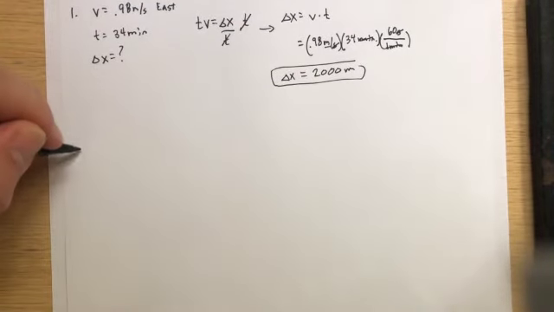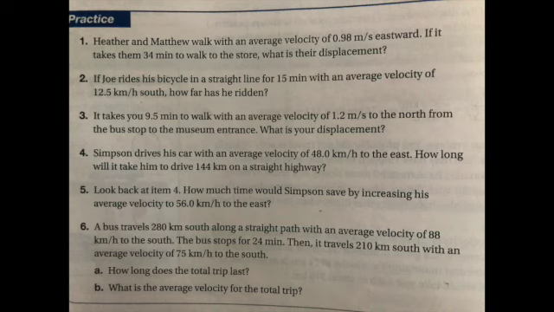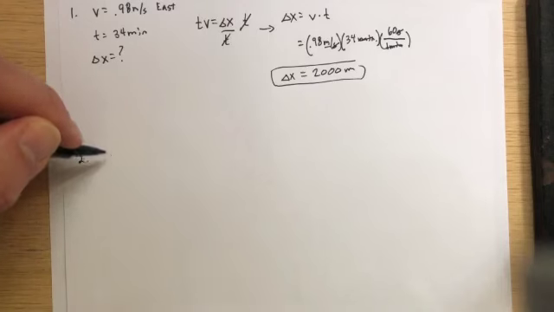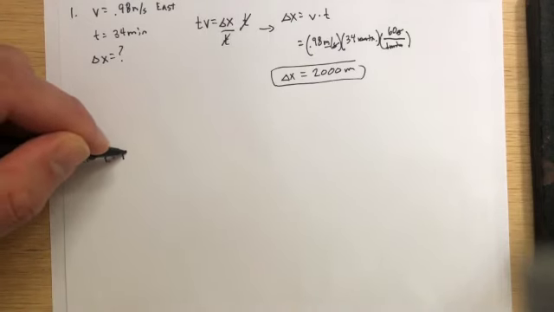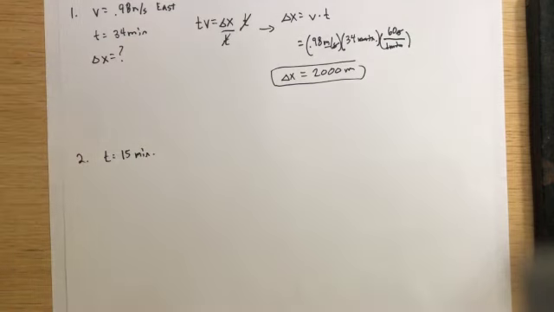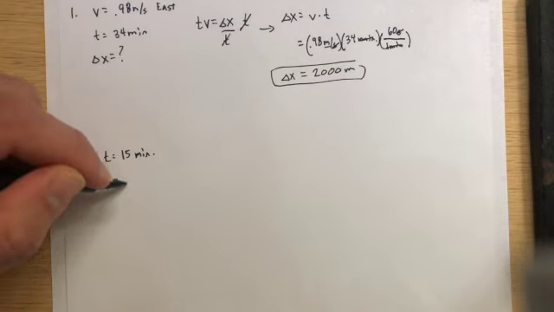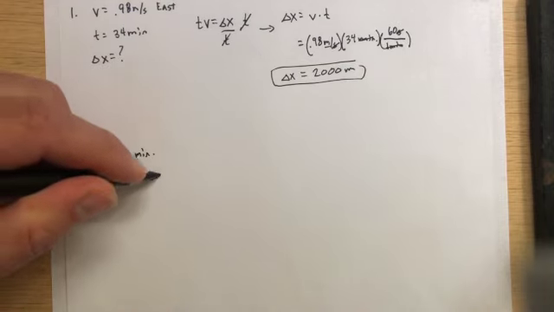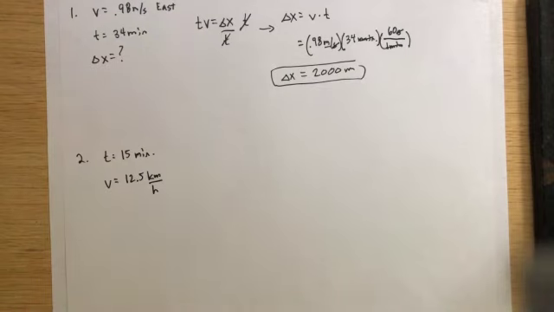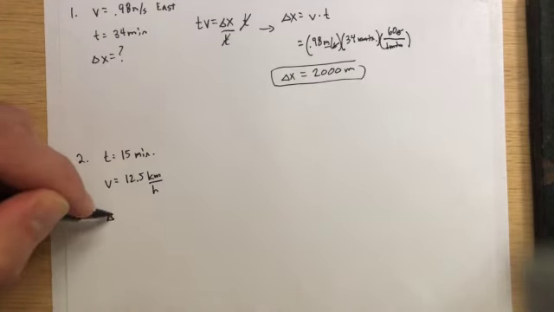Okay, number 2. Number 2 says, if Joe rides his bicycle in a straight line for 15 minutes with an average velocity of 12.5 kilometers per hour south, how far has he ridden? So he rides in a straight line for 15 minutes, so time equals 15 minutes. Average velocity is 12.5 kilometers per hour. And the question is, how far has he ridden?